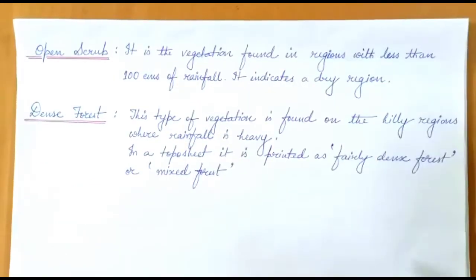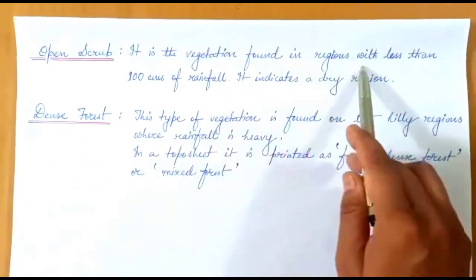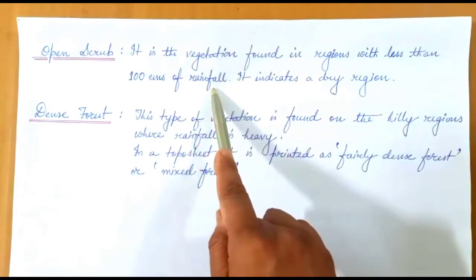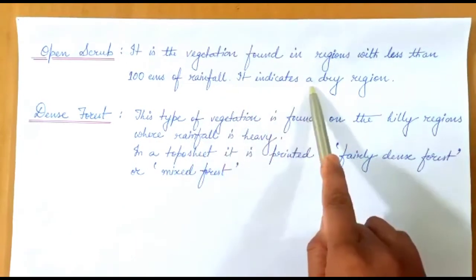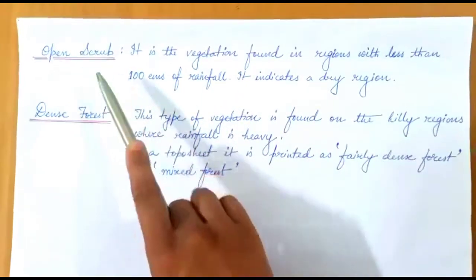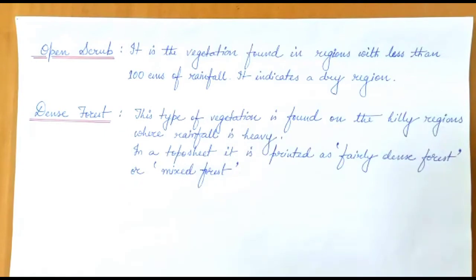The next one is open scrub. It is the vegetation found in regions with less than 100 centimeters of rainfall. It indicates a dry region. Where only grasses grow and the rainfall is less than 100 centimeters, it will definitely not support trees. So this indicates a dry region and scanty rainfall.